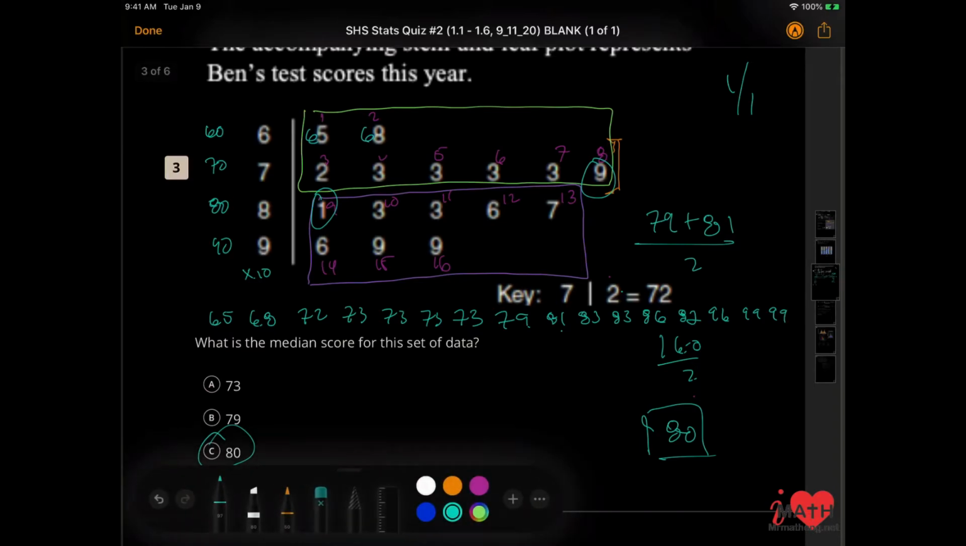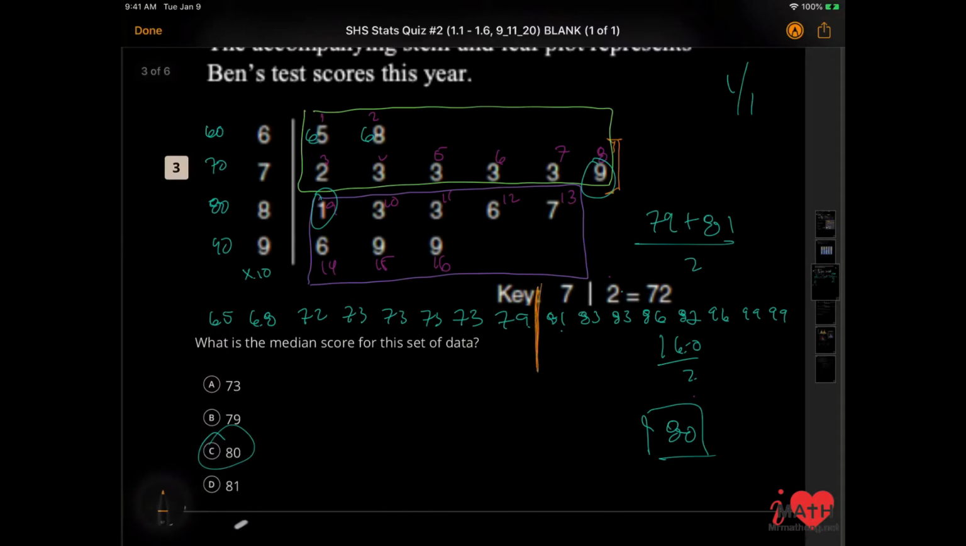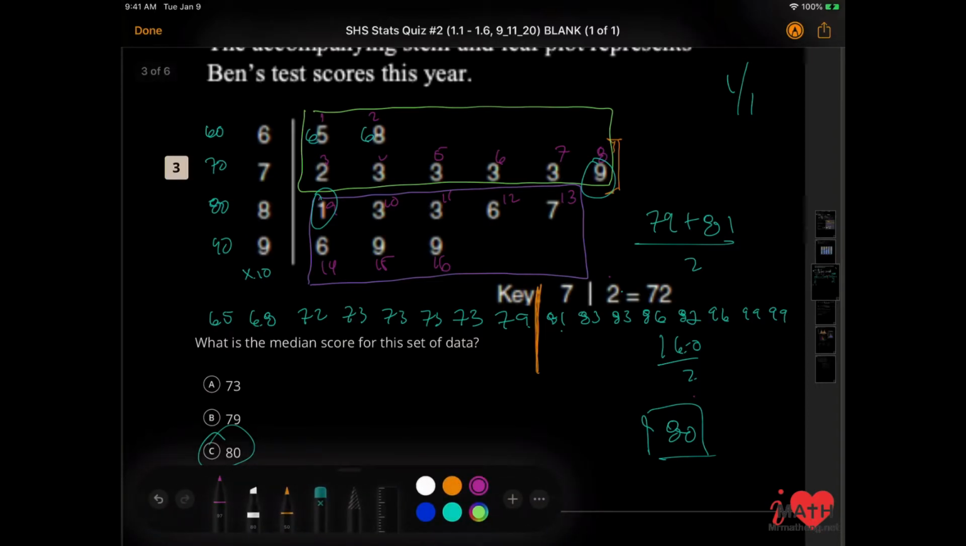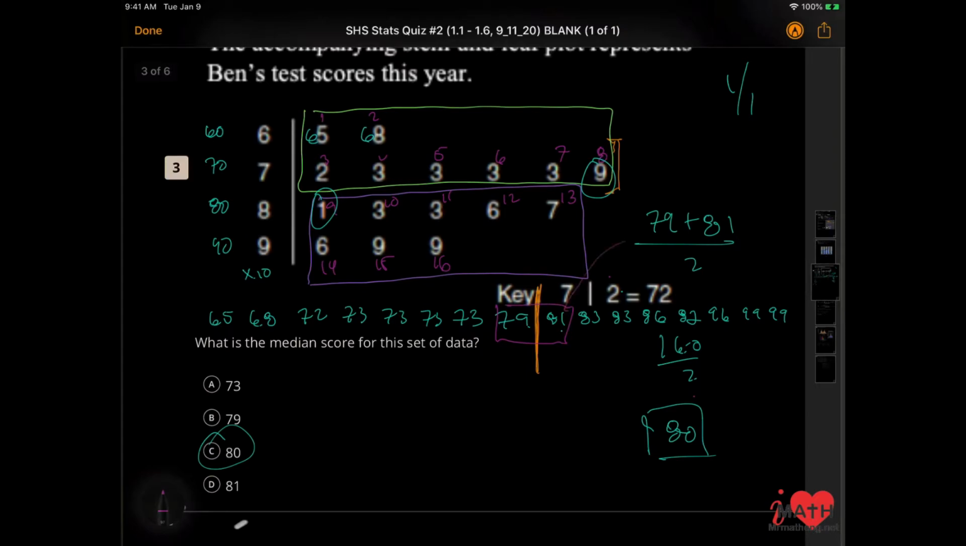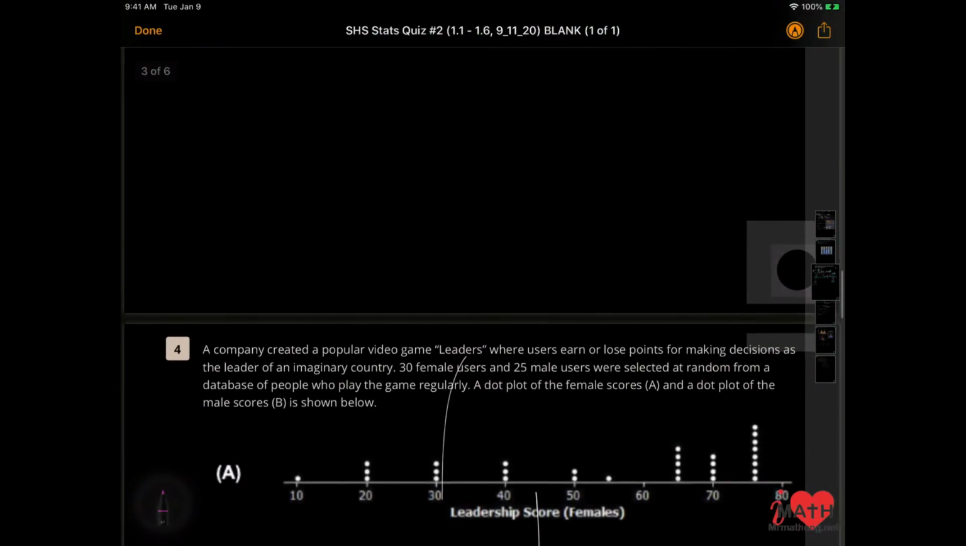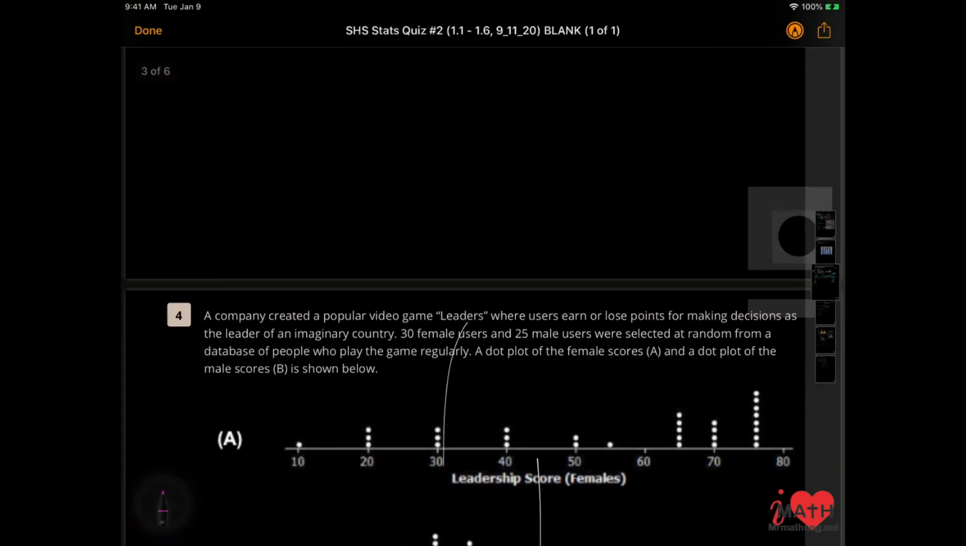So all my numbers. Then you can just find the median right there. And notice it's not an odd number, so I just need to find the average of those two numbers, which we just did, which is 80. 80 is our correct answer. Let's try question number 4.